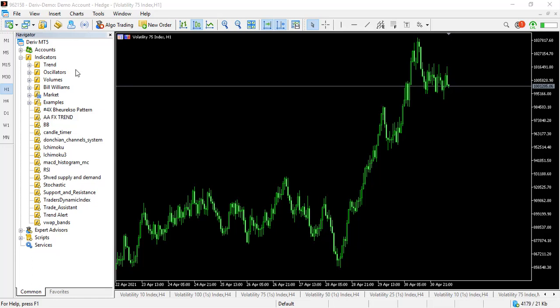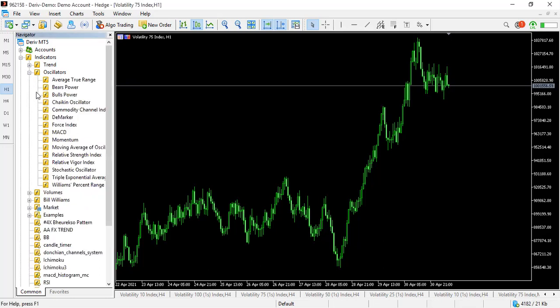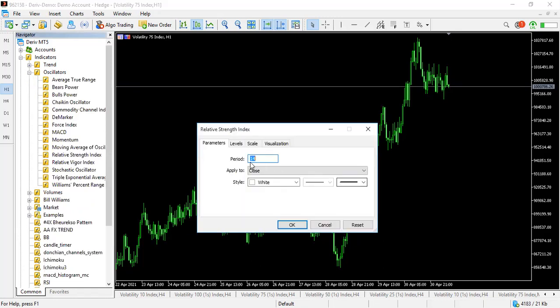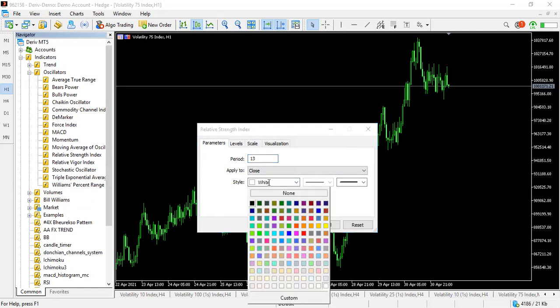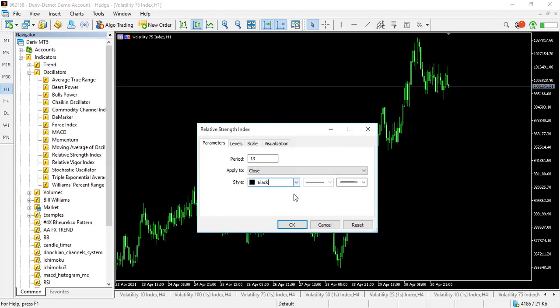All right, so the first thing you need to do is simple. You have to, first of all, put your RSI. Okay, so let me add my RSI indicator. Drop this, and my RSI setting is 13. And the color of the style should be the background of the chart, and that's black, or preferably you can make that none. Then click OK.